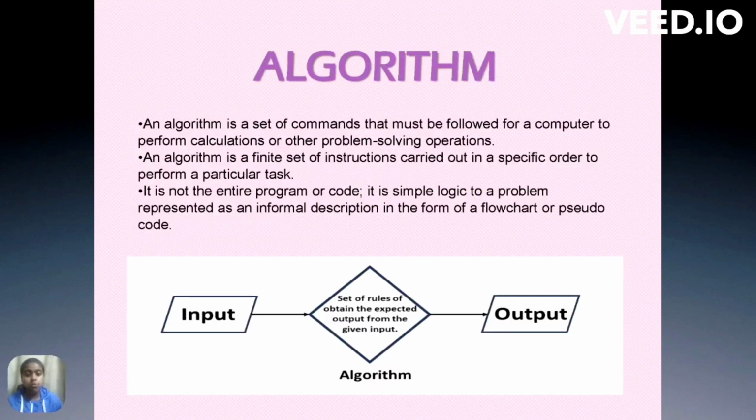First, we will see what is an algorithm. An algorithm is a set of commands that must be followed for a computer to perform calculations or other problem solving operations. An algorithm is a finite set of instructions carried out in a specific order to perform a particular task. It is not the entire program or code, it is a simple logic to a problem represented as an informal description in the form of a flowchart or pseudocode.